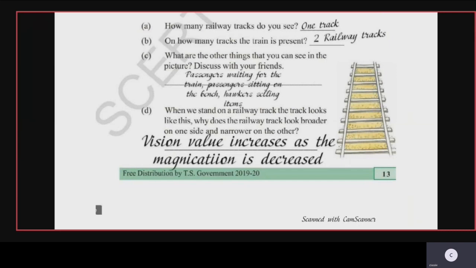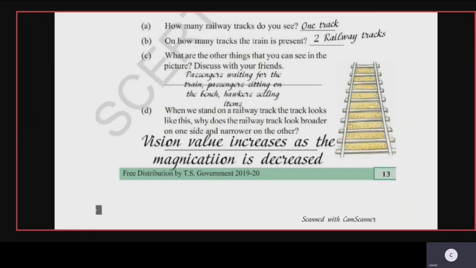Why does the railway track look broader on one side and narrower on the other? Okay, for this answer you should write down, children, complete full sentences. Because the vision value increases as the magnification is decreased. Yes, vision value in the sense that however far you are, the sight will be smaller if you move far away from the place. Like if you go with the satellite view, the satellite view is what your eye contact is.